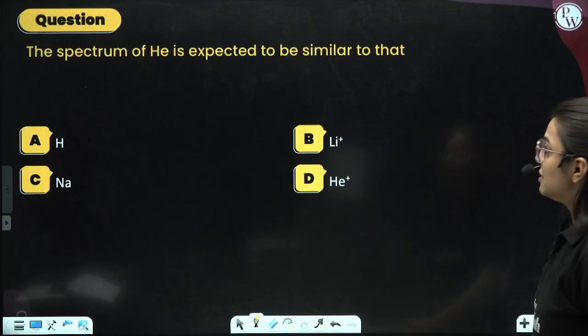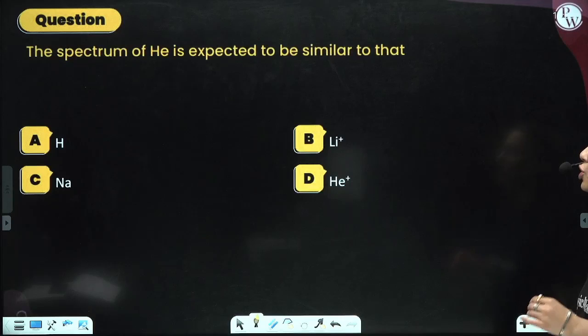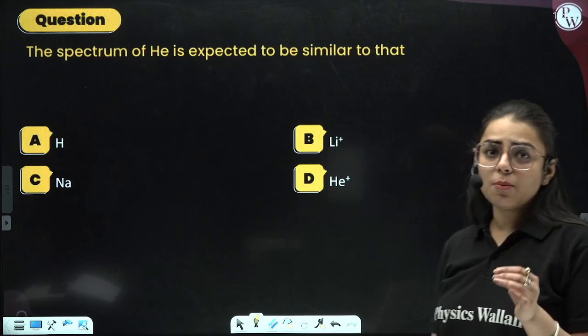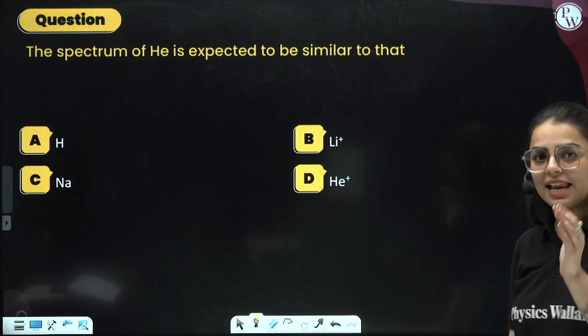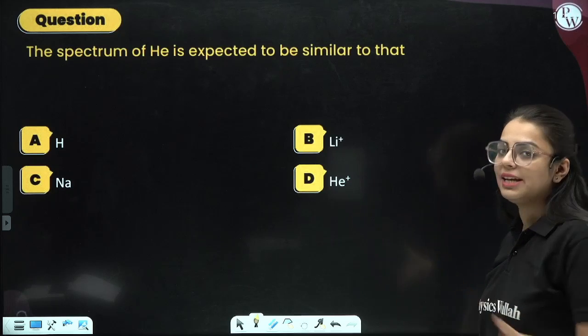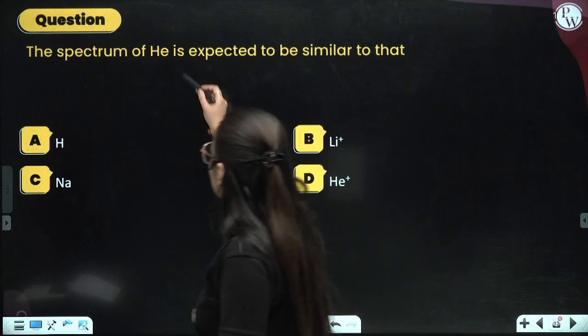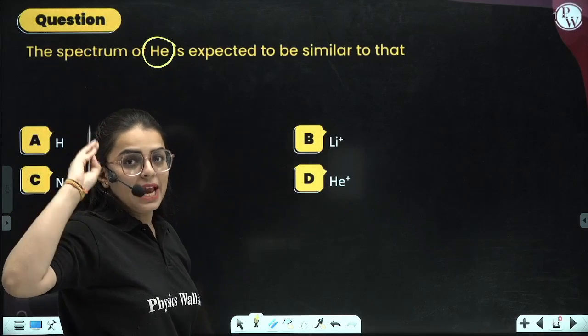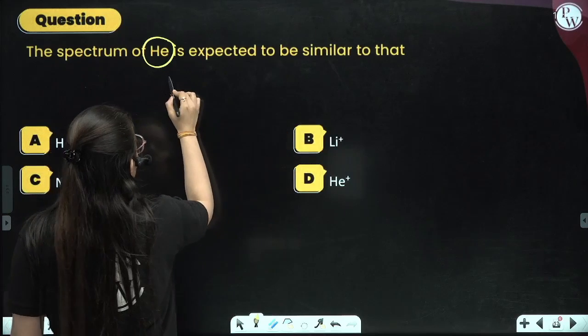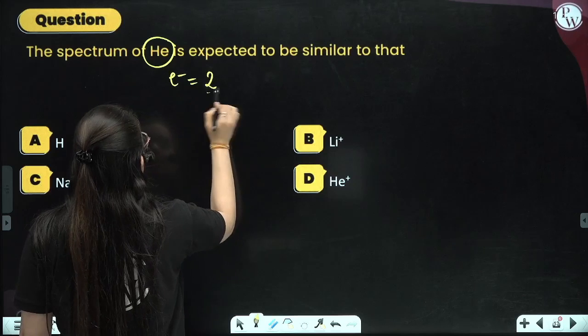The spectrum of helium is expected to be similar to that of: A is hydrogen, B is Li positive, C is sodium, while D is He positive. So if I talk about helium, how many electrons are present in helium? Atomic number is 2. If it is a neutral species, electrons present is 2.